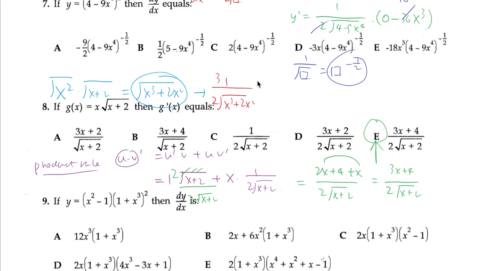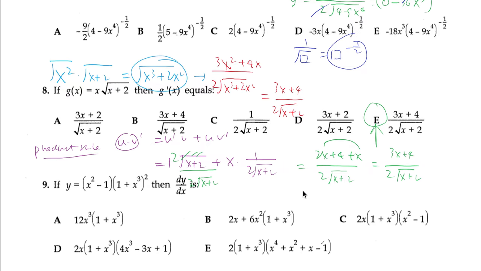Yeah, 3x squared plus 4x. You can see down the bottom they all have a square, x root x squared. You can take it out and then cancel with the top, so this becomes 3x plus 4 over 2 root x plus 2. Okay, so without simplifying, this is a lot quicker, but whichever you prefer, it doesn't really matter.